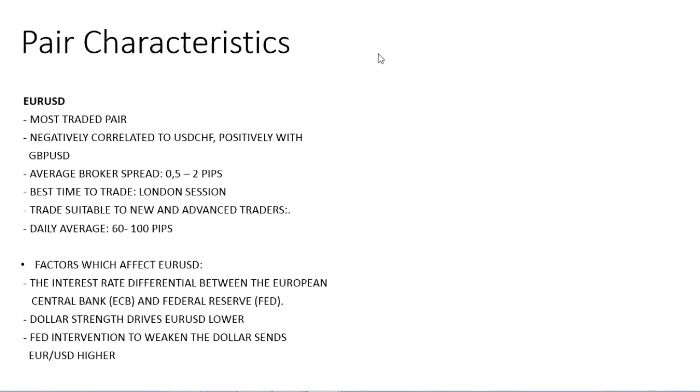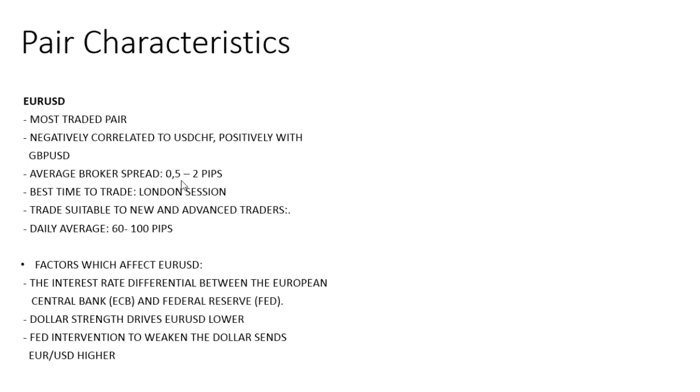Okay, now we've got the pair characteristics, meaning we've got your euro US dollar. Let's look at the euro US dollar. It's the most traded pair. It's negatively correlated with US dollar Swiss, and positively correlated with the pound dollar, meaning that if euro US dollar is moving up, US dollar Swiss is moving down, and it moves similar to the pound dollar.